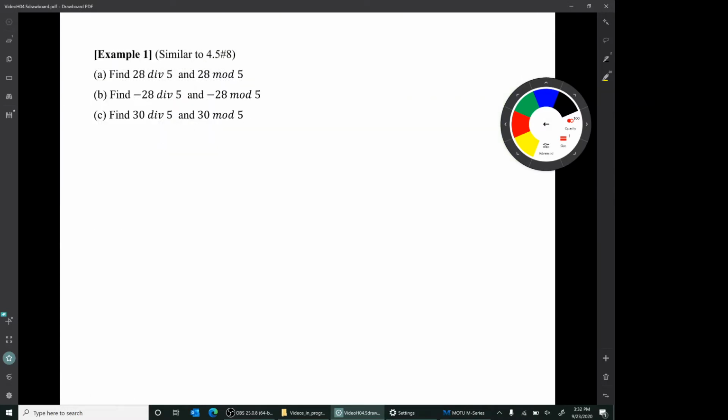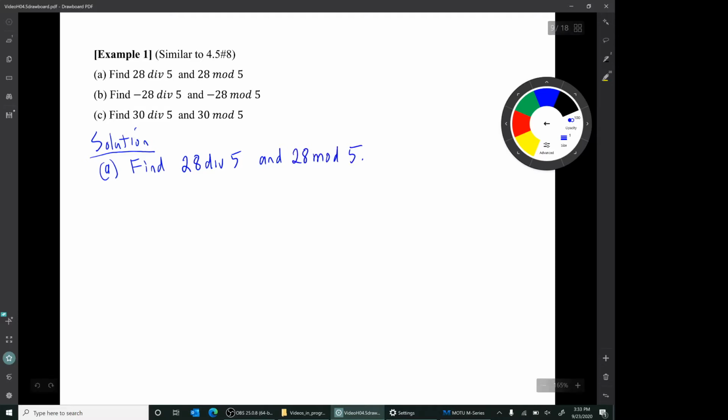So here's an example. Question A. Find 28 div 5 and 28 mod 5. Well, let's color code these. In both of these expressions, I'm going to color code the 28 green. And I'm going to color code the 5 blue. And I'm going to color code the word div in black. And I'm going to color code the word mod in red. Because that will remind me that what I'm looking for here is the special q. And what I'm looking for here is the special r.